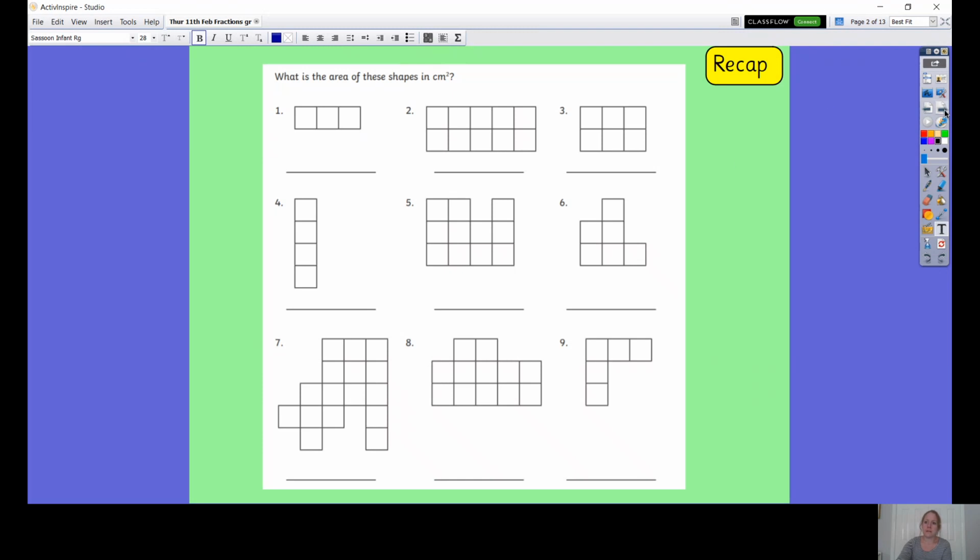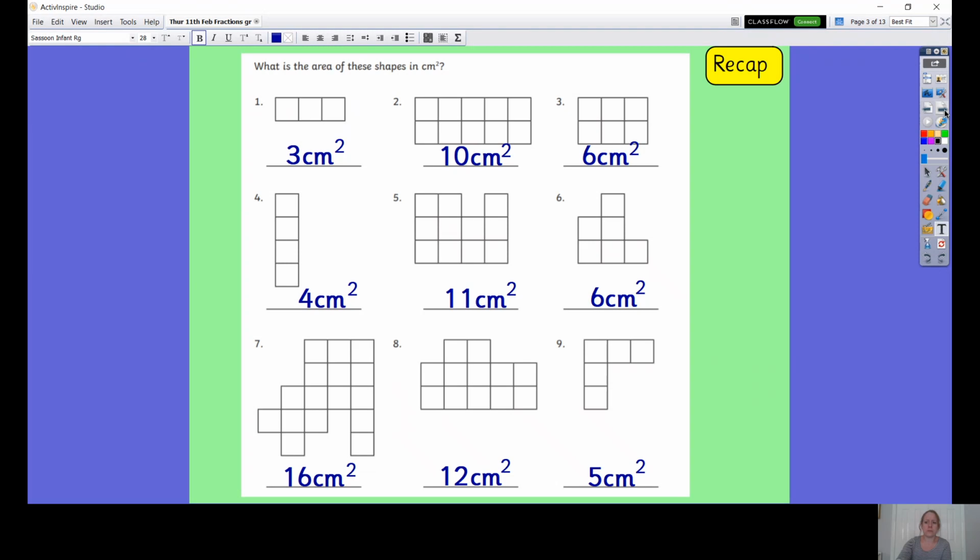Okay, so let's display the answers. So it's quite straightforward to work out these. Hopefully you remembered that the area is the space inside a shape rather than the distance around the edge. The distance around the edge is called the perimeter, but we're talking about the area inside the shapes. So I'm hoping that you counted the squares and that gave you your answer.